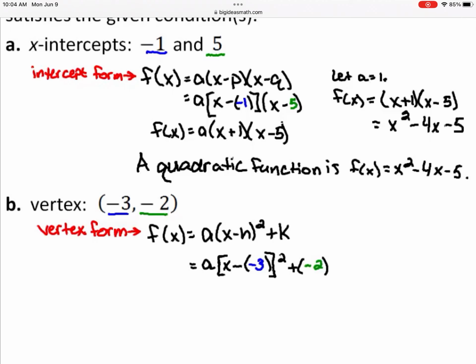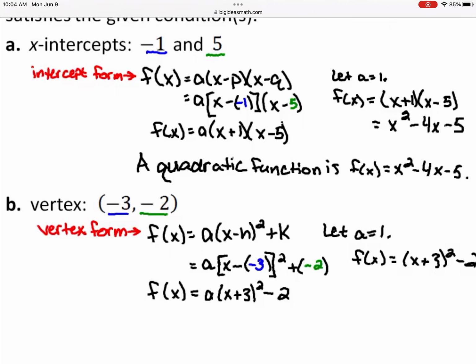X minus -3 can be written as x plus 3, and adding -2 is the same as subtracting 2. So you have f of x equals a times the quantity x plus 3 squared minus 2. Many possible functions satisfy the given condition. The value of a can be any non-zero number. To allow easier calculations, let a equal 1.